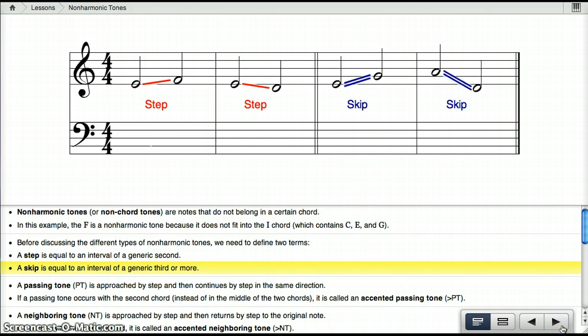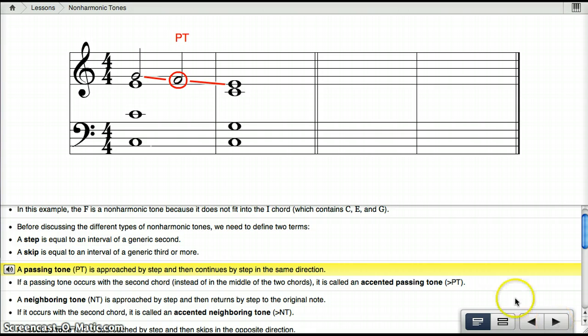A skip is equal to an interval of a generic third or more. 3rd, 9th, 12th, 14th, anything besides a second is a skip. And in this lesson you can tell a skip, and it is notated by these 2 double blue lines. Okay, so here's the review part because we've already talked about this. But a passing tone is approached by step and then continues by step in the same direction.